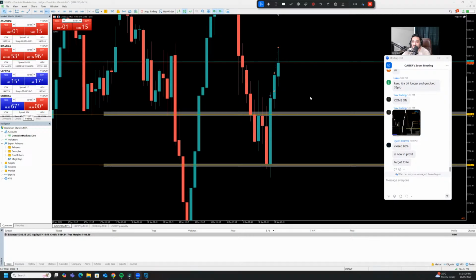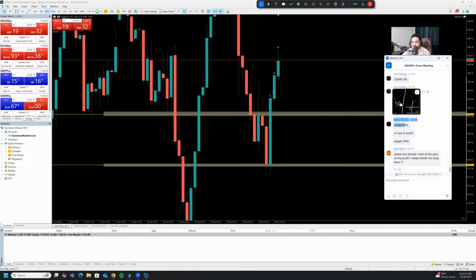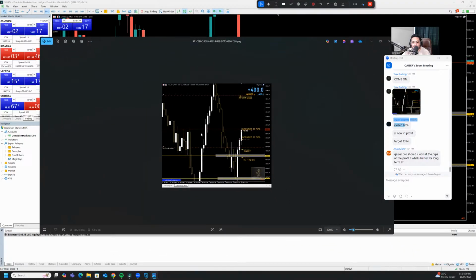Wow, Lucas, very nicely done. Come on, wow. Look at this one. Trove just sent us. Wow, Trove, what a beautiful execution. Same entry as with me. Grab 40 pips, secure, I think 37 pips. Secure 20 pips, secure 37 pips. Very, very nicely done. Still have one position going on.